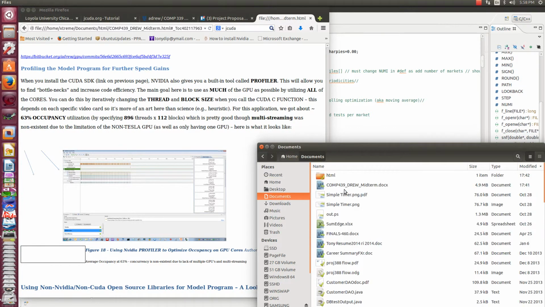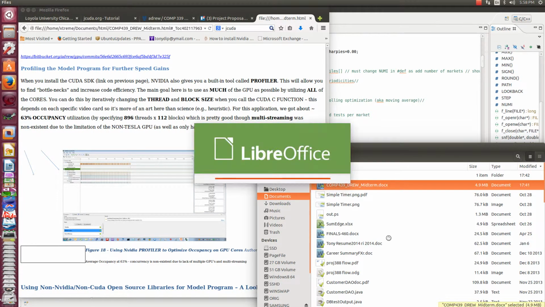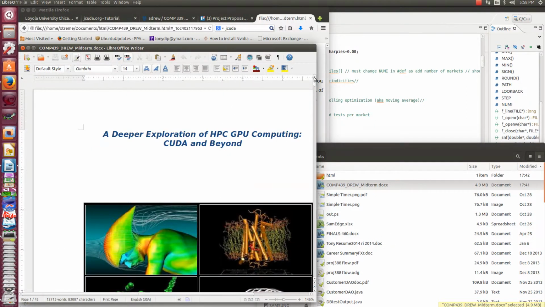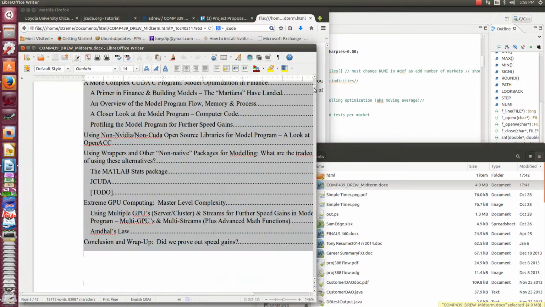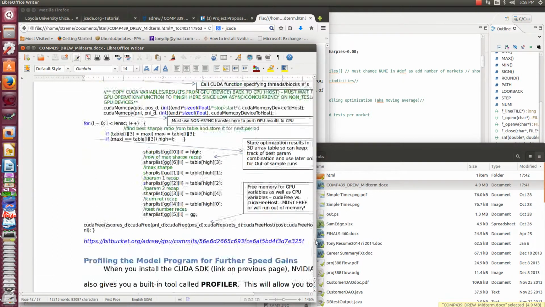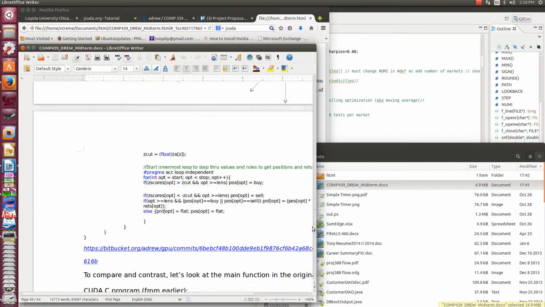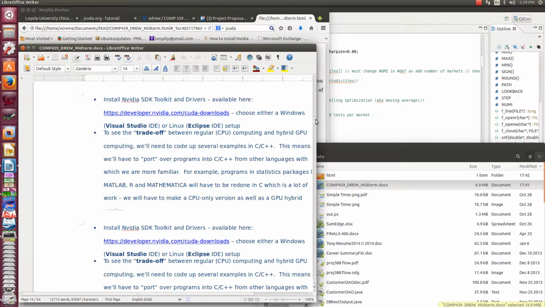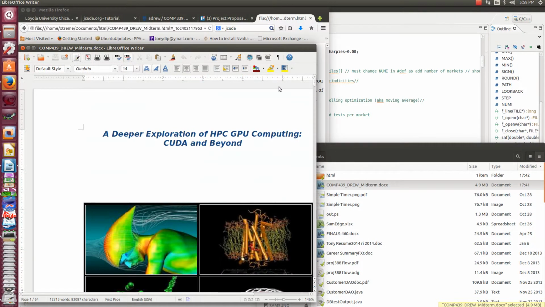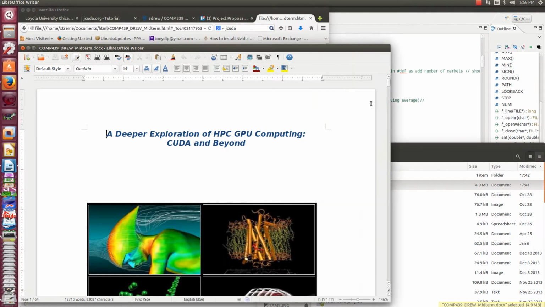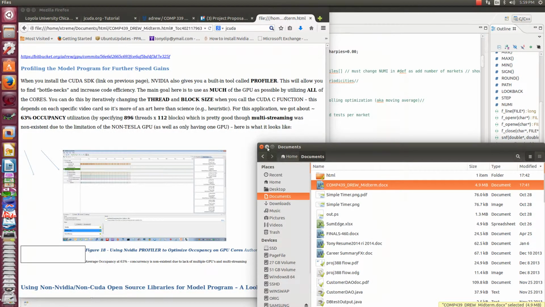I'll just open this up. Again, these documents aren't complete. Some of the code has been written, and some of the newer code has not. We have to think about memory, shared memory, pinned memory and all that kind of stuff. But yeah, let's keep going here.